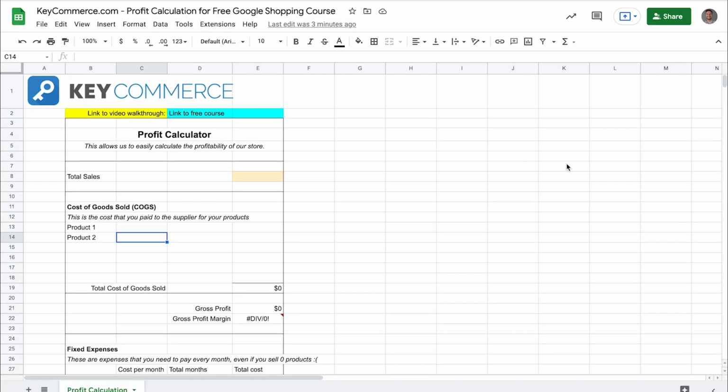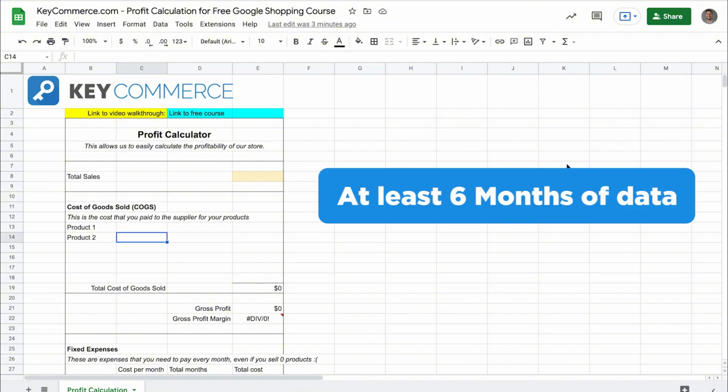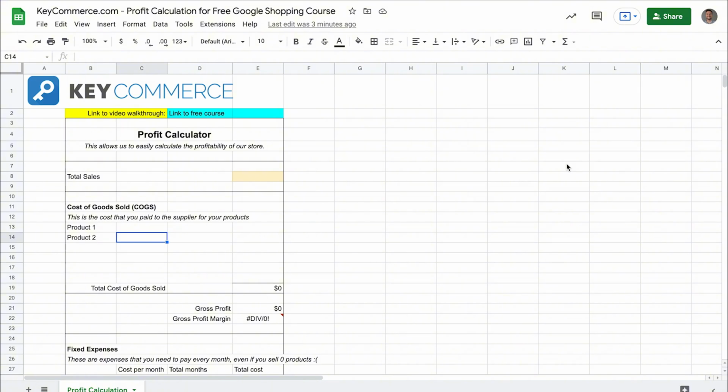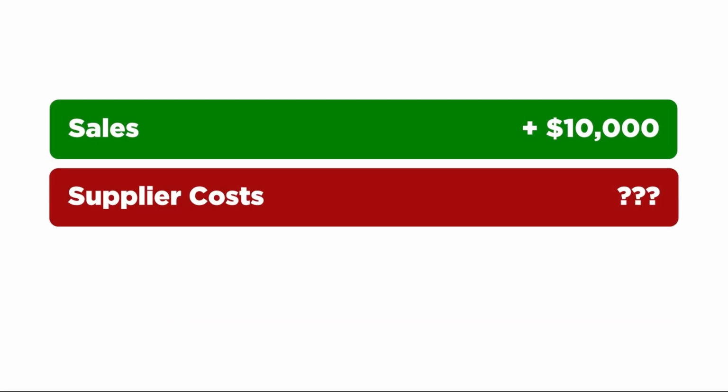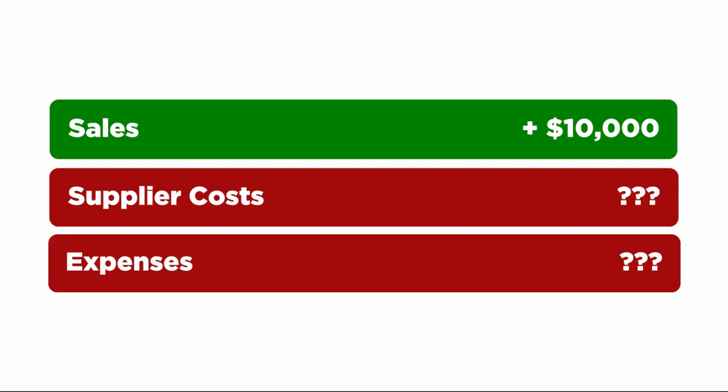Okay, if you have a new store that's just getting started, then you may have to make some educated guesses here. Ideally, you'll have at least 6 months of data to use in determining the average percentage of profit you make per sale. If you don't have any sales yet, that's okay. Just put in the amounts that make sense in a hypothetical situation. For example, if you sell $10,000 worth of products, how much would you pay your suppliers for that amount of products? And how much in expenses would you pay?